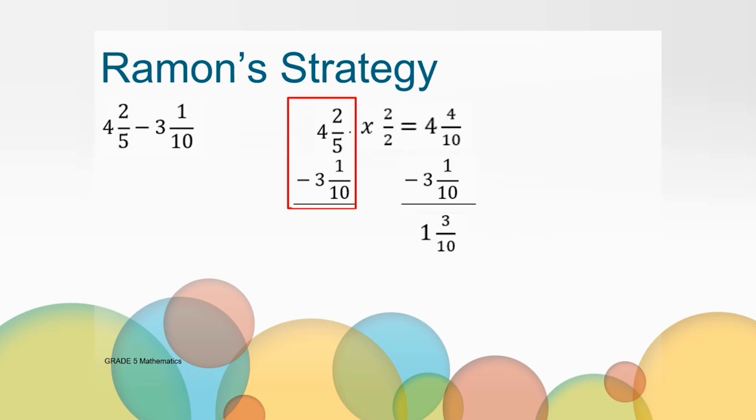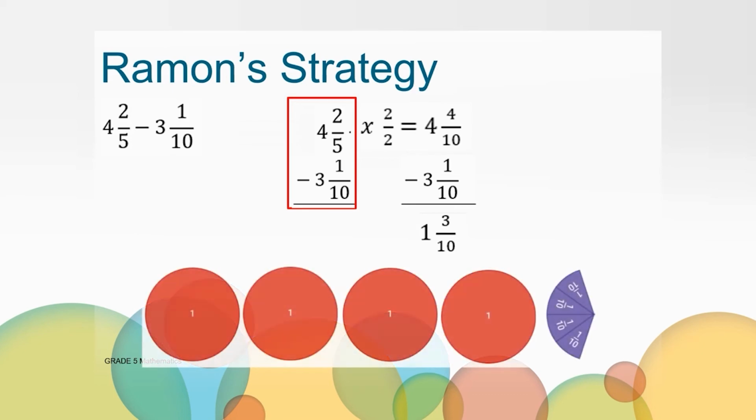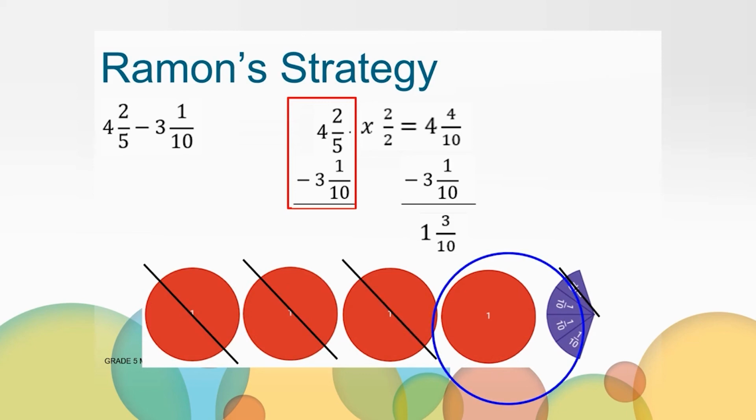If we look at this strategy with fraction circles, we can start with 4 wholes and 4/10, and then subtract 3 wholes and 1/10. We can see that what's left is 1 whole and 3/10. So Raymond said that 1 3/10 pounds of the fudge that Kylie made was caramel fudge.